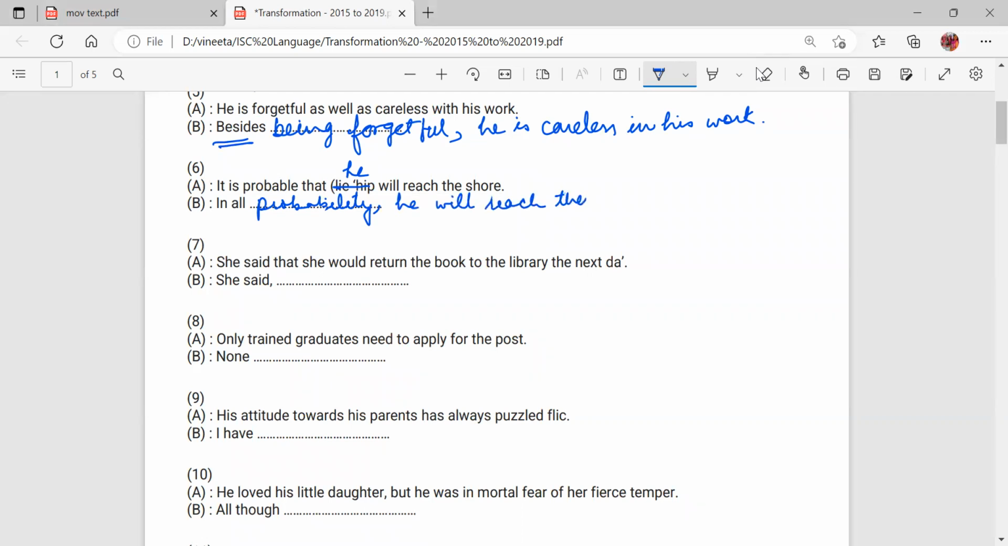Now, let me tell you one more thing regarding this only. Sometimes you get, it is possible that he will reach the shore. It is possible. So then you will write, in all possibility. In all possibility, he will reach the shore.